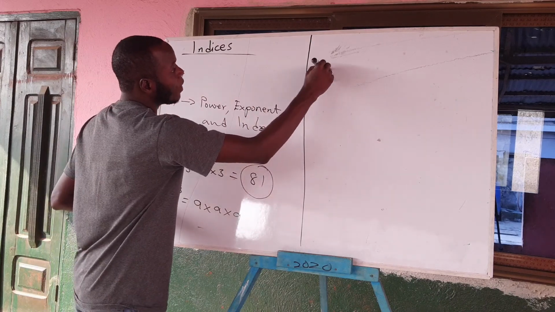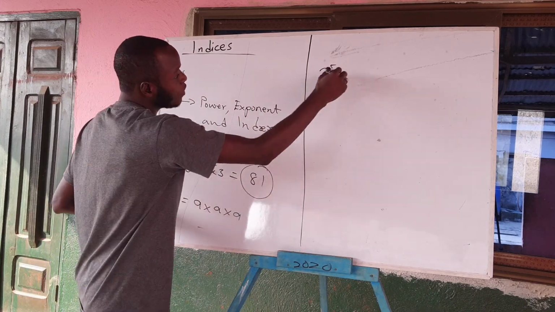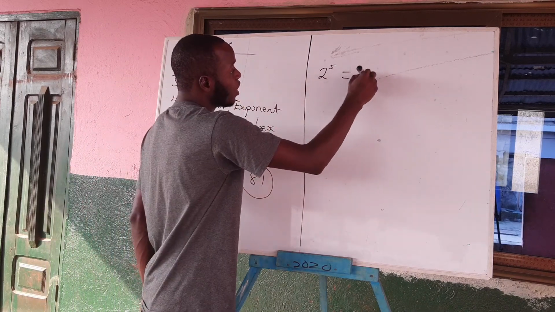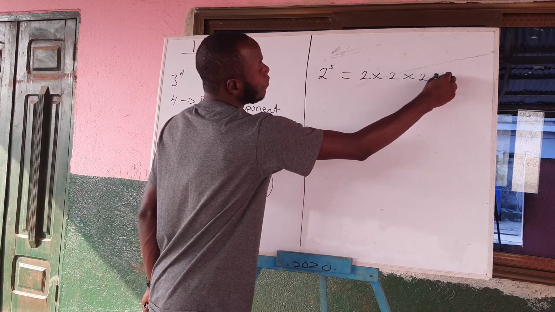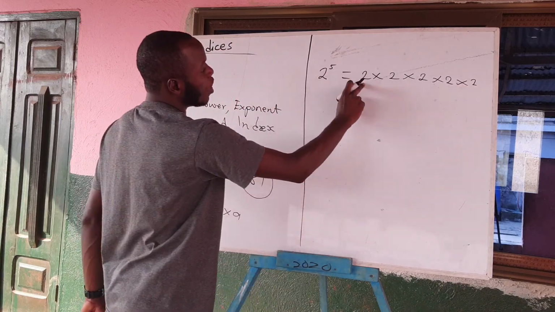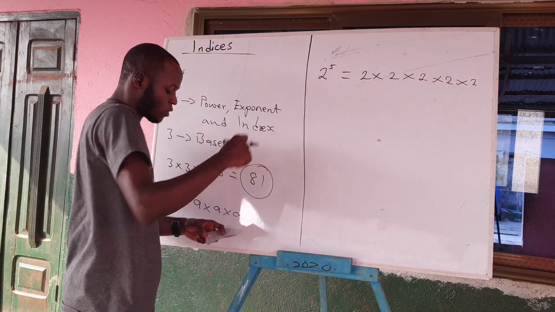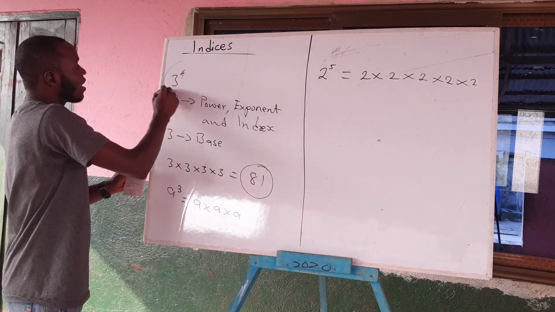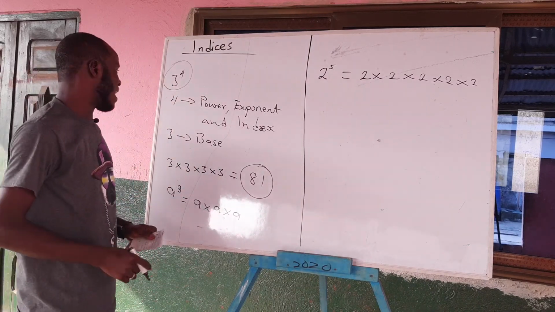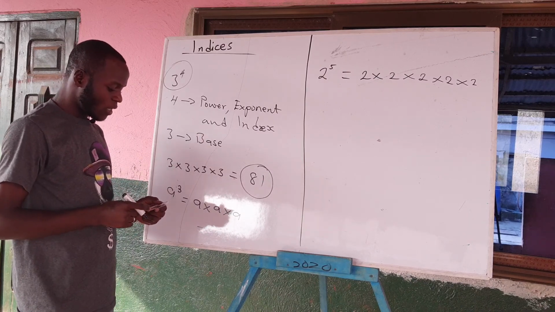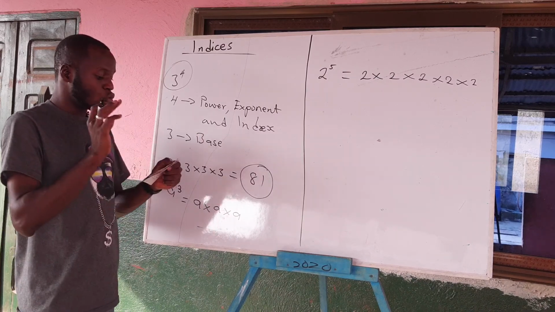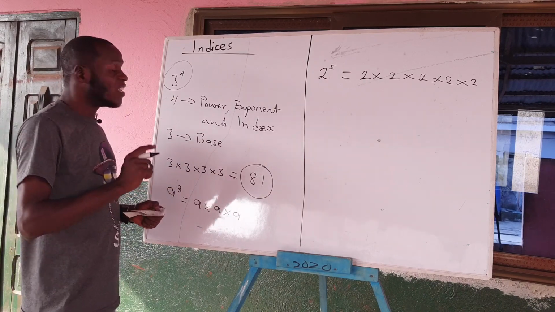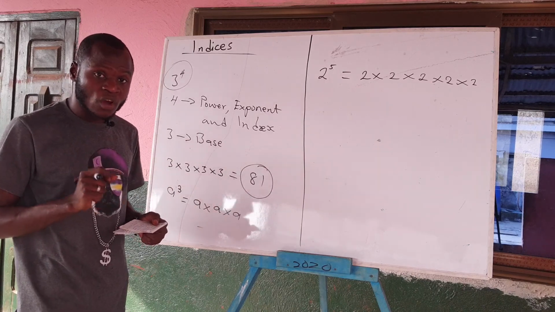You could have a number like 2 to the power 5. It is telling us that 2 is multiplying itself 5 times. So you could have 2 times 2 times 2 times 2 times 2, that is 1, 2, 3, 4, 5. It means 2 is multiplying itself 5 times. We have certain things that we have to note. This 3 to the power 4 is read as 3 is raised to the power 4, or 3 index 4, or 3 exponent 4. That is how it is read.